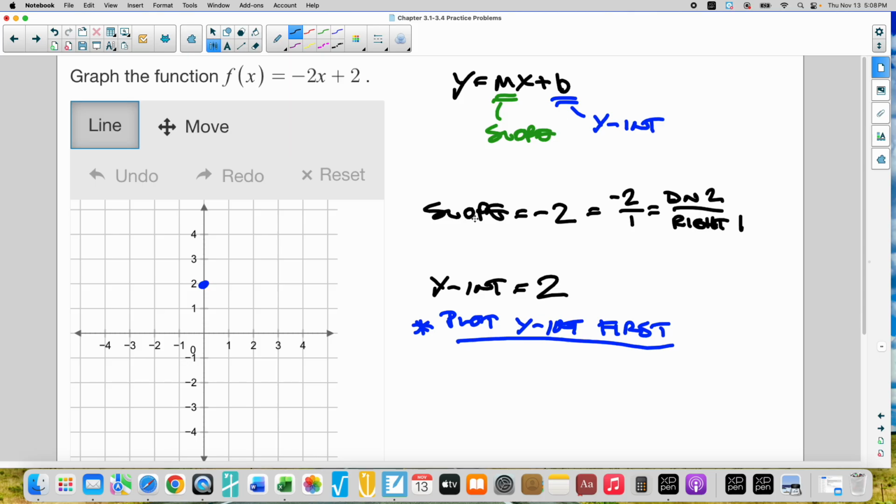Because remember, slope is rise over run. And when you rise, you go up, down. And when you run, you go right, left. So negative is down 2, positive is right. So we're going to go down 2, right 1, down 2, right 1. We're going to connect those dots.